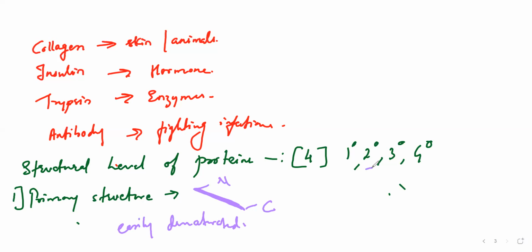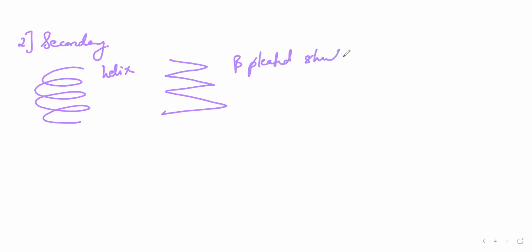So we have the secondary structure. Secondary means it will fold. Whatever the single line of protein is there, it is going to fold itself. For example, it may be like this, and this is termed as helix, or like this, that is beta pleated sheet. So in the secondary structure of the protein, there are two types mainly, that is alpha helix and beta pleated sheet.